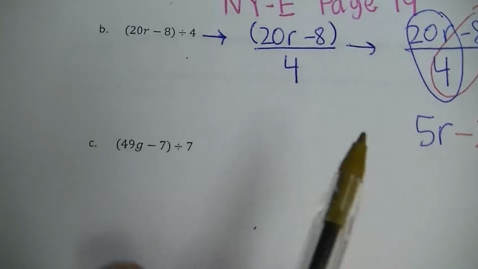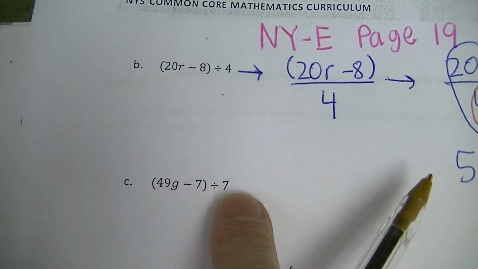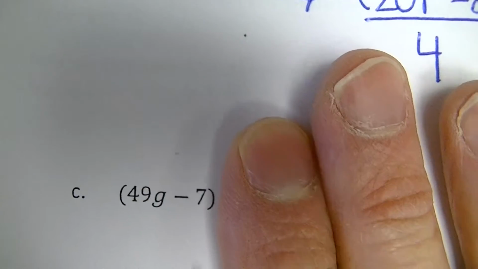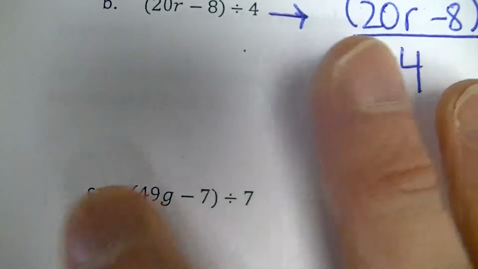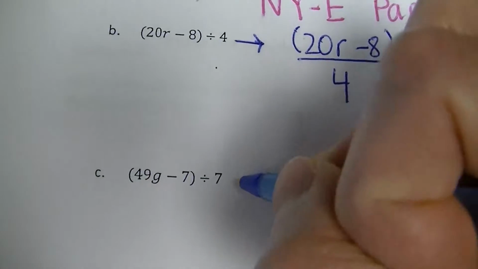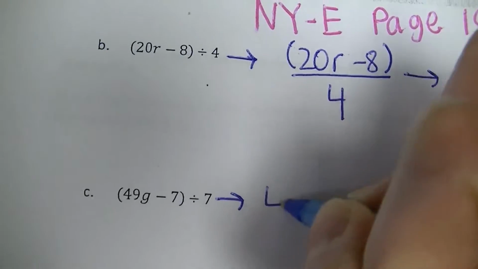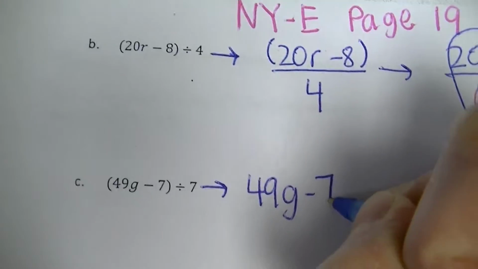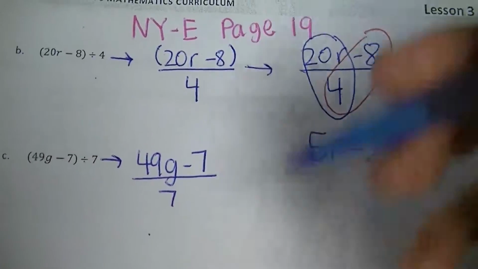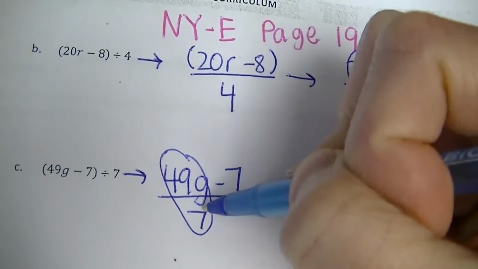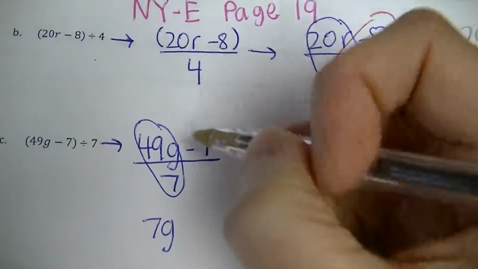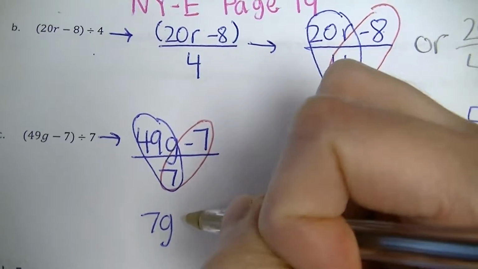For the next problem, we have that quantity of 49g minus 7, that quantity divided by 7. Again, look at those parentheses. There is no plus or minus in front of it or number in front of it that we would have to distribute, so we can basically just drop them. I would rewrite it without the parentheses: 49g minus 7, all of that divided by 7. As we did in the previous problem, you can break it up this way. 49g divided by 7 is 7g. And the second part of that is negative 7 divided by 7, that's negative 1.